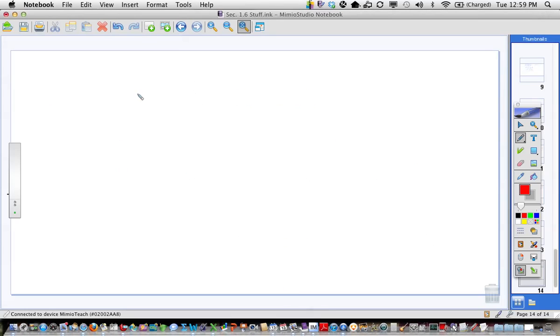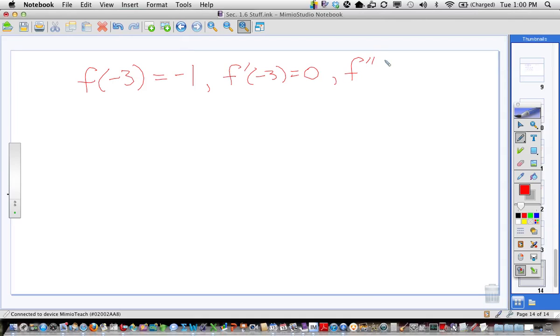Problem number 5. They told you that F of -3 was -1, this was number 5 back on today's assignment. I think I talked with some of you about this, but it's really important. We need to talk about it some more. They told you F prime of -3 was 0, and they told you F double prime of -3. And they asked if there was a local min at X equals -3. Yes or no? And what did you say?